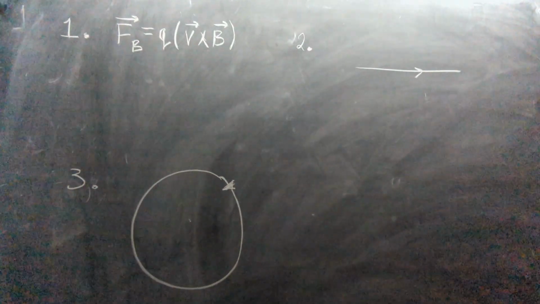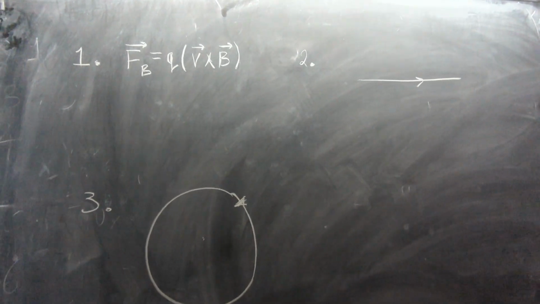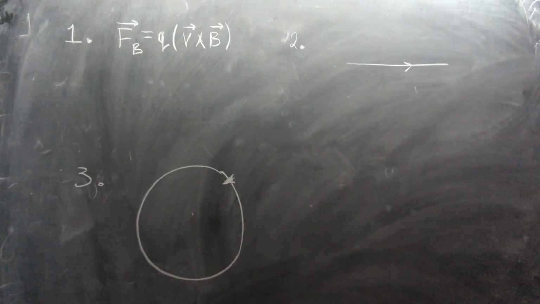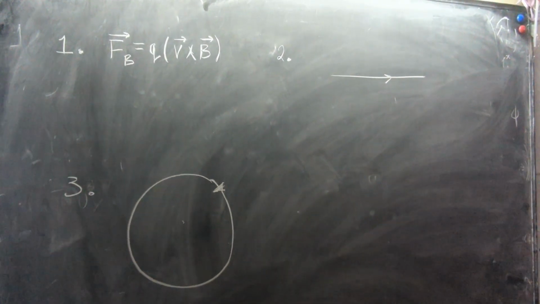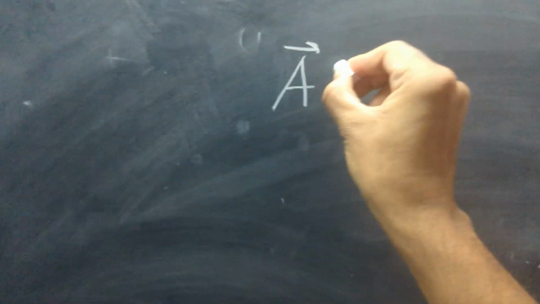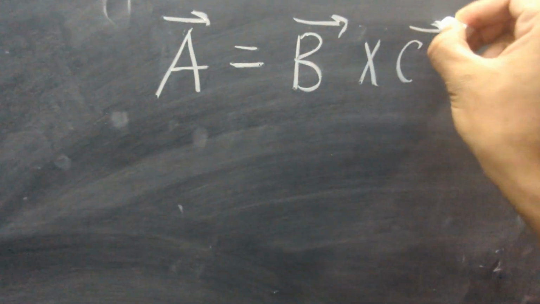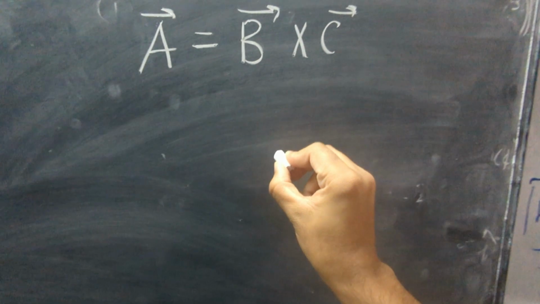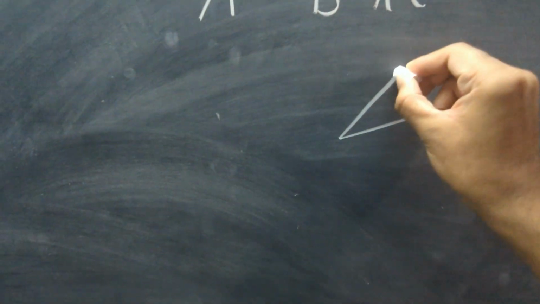All right, so I'm just going to show you how to use the right hand rule for three different situations, and I hope this will make your understanding clear. Generally, when you have a cross product like A equals B cross C, let's say B is right here and C is like that, right?